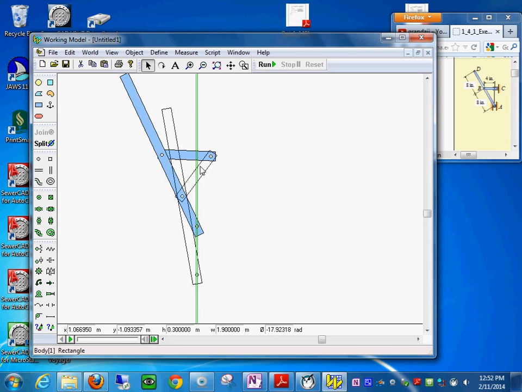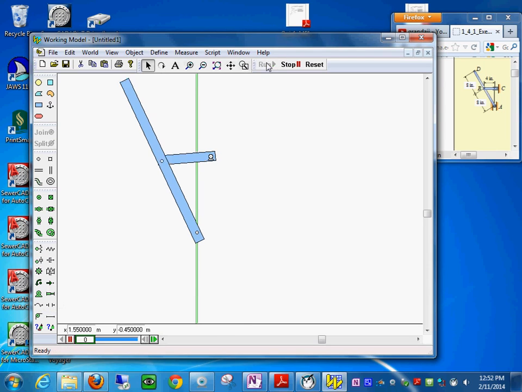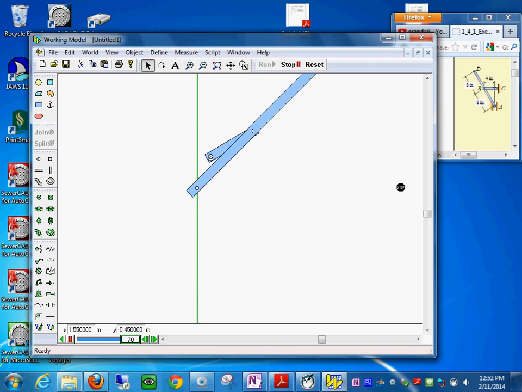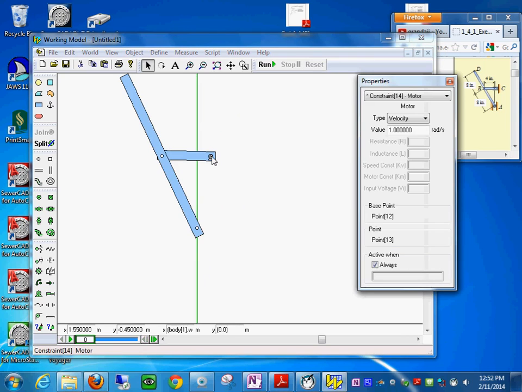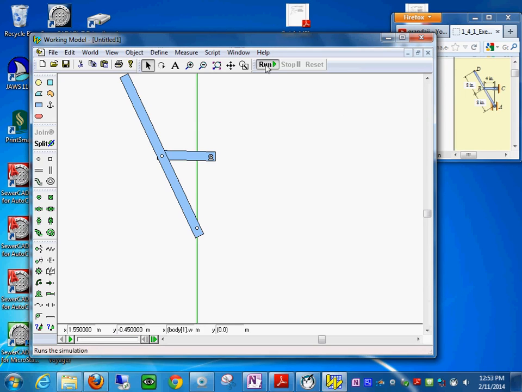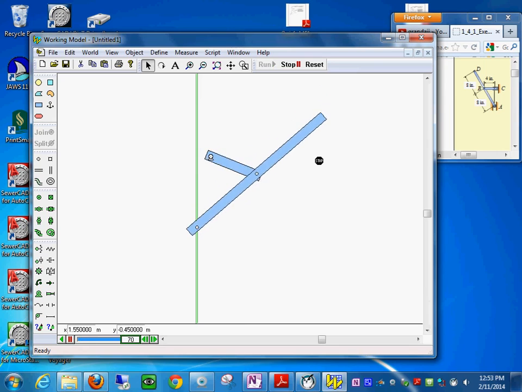Okay, so now we see that the mobility is okay. And to make it work, I would just put a motor in here. This could actually work. See, I can actually make this run. But you can see it's going in the opposite direction from what we want. So we double click on this one, and instead of this, I'll just put a minus sign in here. Close this and say run. And now it does it the right way.